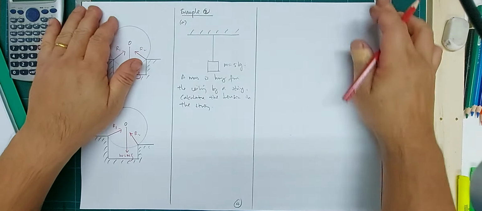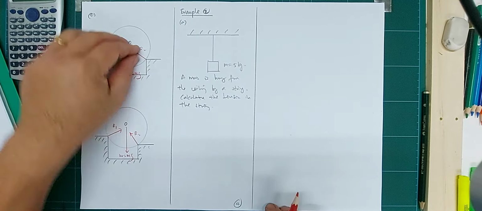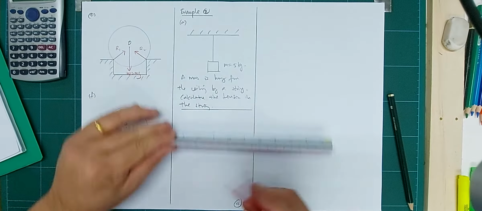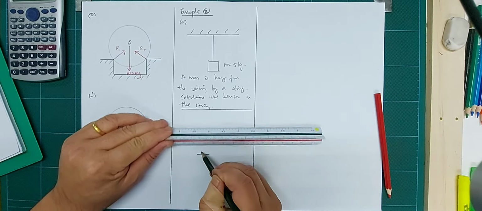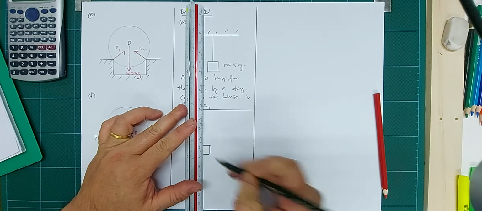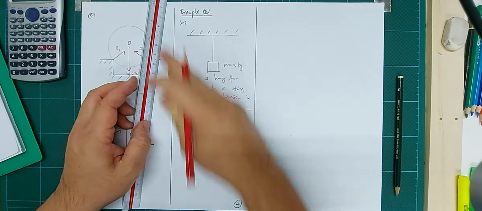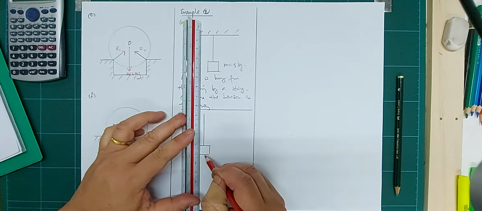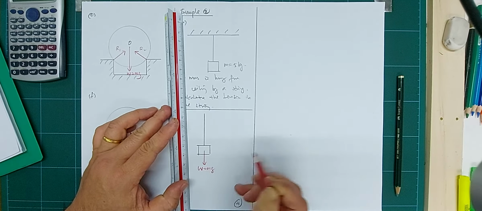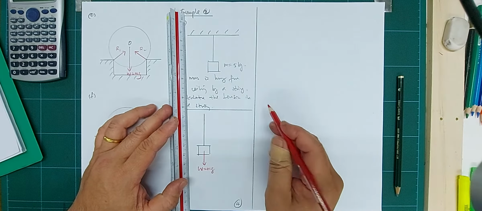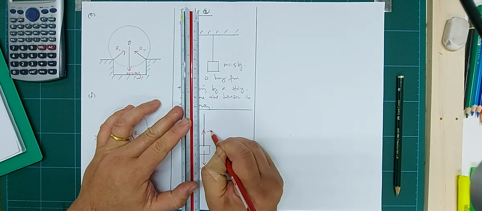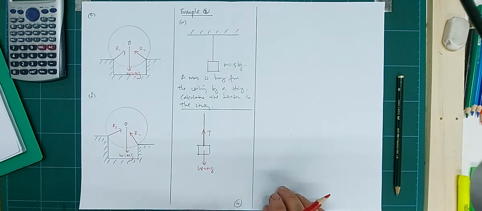First thing we do is we label all the forces that we know. So starting from the object itself and the string, you can forget about the ceiling there. Now this object has a weight of W equal to mg, and because it is in static equilibrium, we assume that the tension is T.